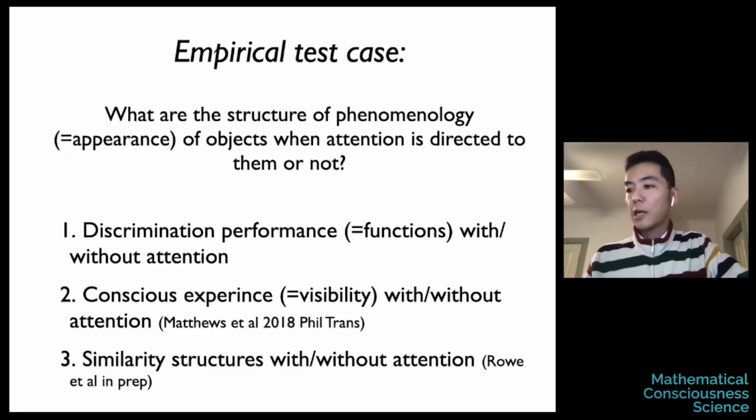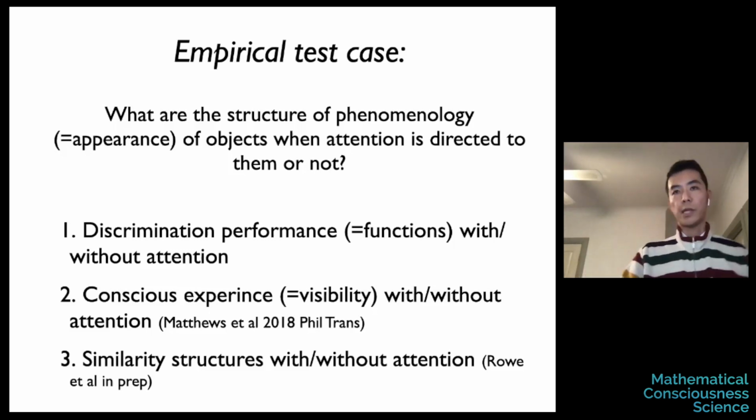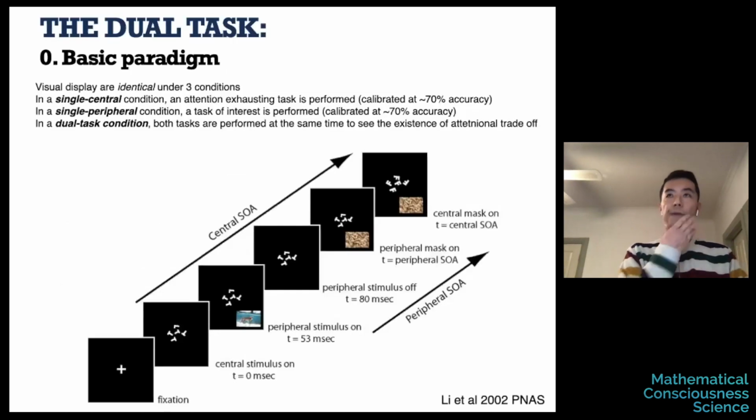And then the second part is about our recent papers, looking at how our conscious experience, in particular the visibility of objects, changes with or without attention. And then the third one is our latest research, not yet published, to characterize the structure of object perception with or without attention. So the first part.